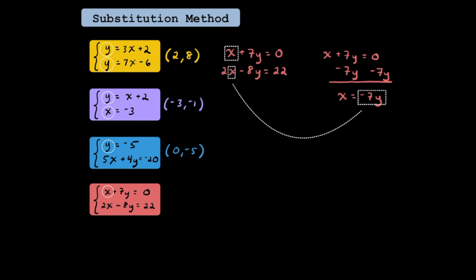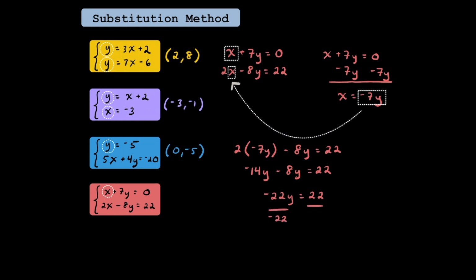Now that we know that x is equal to negative 7y, we can substitute it in for this x here. When making that substitution, we're going to get 2 times negative 7y, because that's now x, minus 8y equals 22. 2 times negative 7y is going to be negative 14y, minus 8y is equal to 22. Negative 14y minus 8y is going to be negative 22y, and that's equal to 22. And we can solve for y by dividing the left side by negative 22 and dividing the right side by negative 22. When we do that, we find out that y is equal to -1.